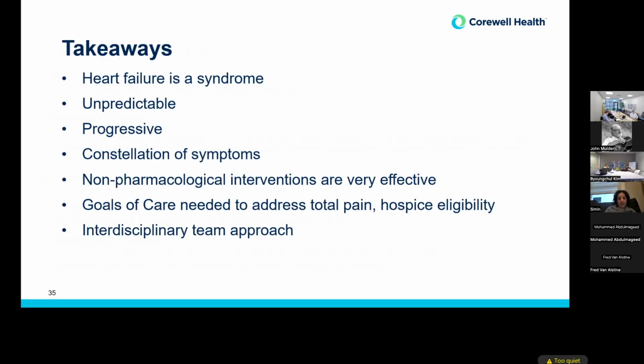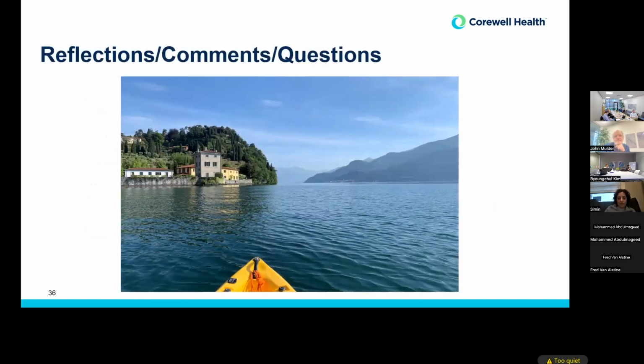It's a syndrome. It's unpredictable. It's progressive. Many symptoms. Non-pharmacological and lifestyle interventions are very effective, even when patients are in advanced heart failure. We got to address those goals of care to address the pain, even hospice eligibility. And interdisciplinary team approach is absolutely critical. So I'm going to stop sharing my screen and open it up for questions, comments, concerns, anything.